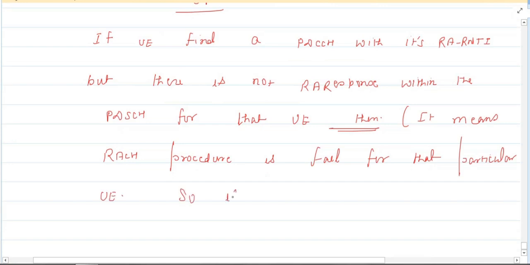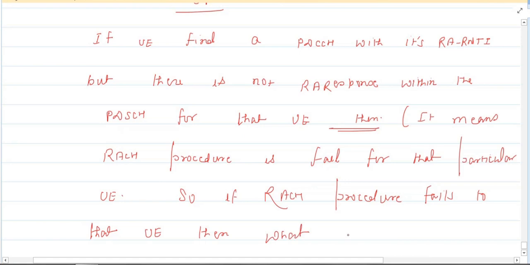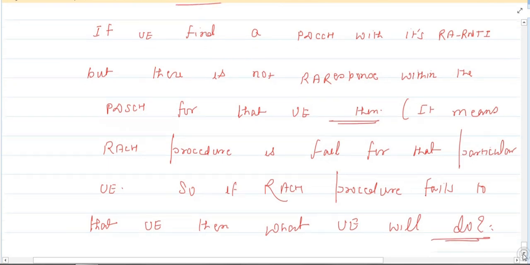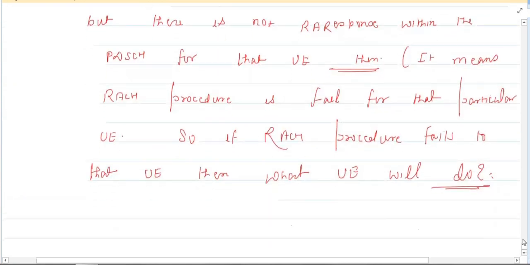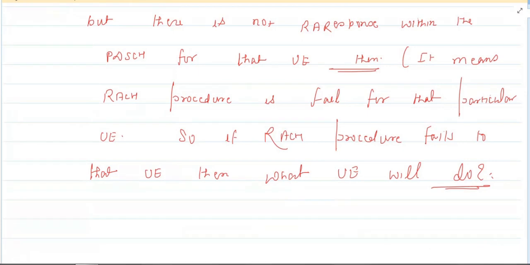So if RACH procedure fails for that UE, then what UE will do? Then what UE will do? In this case, if the RACH procedure fails, then what UE will do? So obviously UE has to retransmit the RACH preamble.